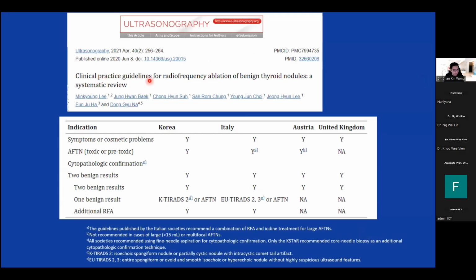This is the practice guideline published back in 2021. You have the Korean, the Italians, Austrians, and the UK. You can see that if patients have symptoms or cosmetic problems, yes, it can be done. Autonomously functioning thyroid nodules, yes, as well. Generally, this requires 2 benign results. Meaning when you see something suspicious and a patient agrees to ablation, you need 2 histopathology results that show it's benign. The Korean and Italian guidelines only require 1 benign result if the thyroid score is low.